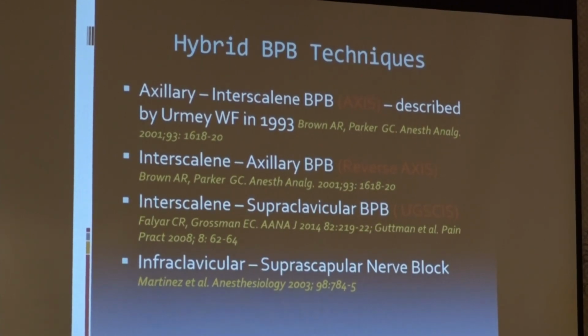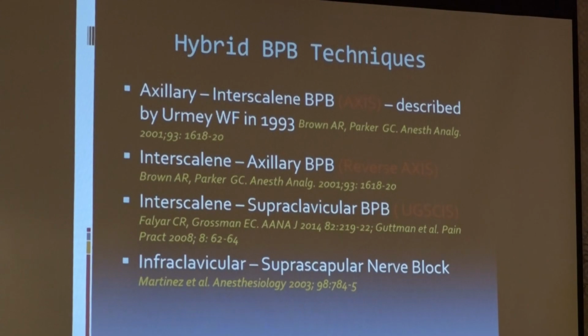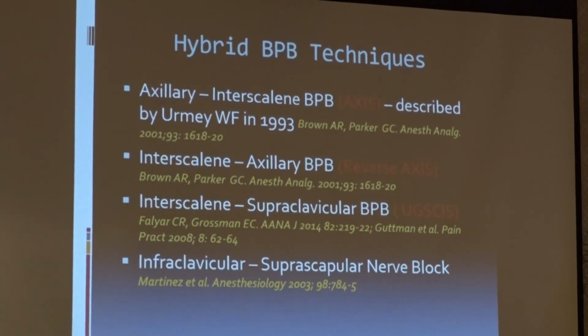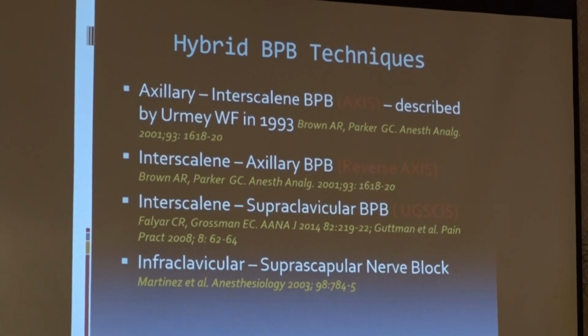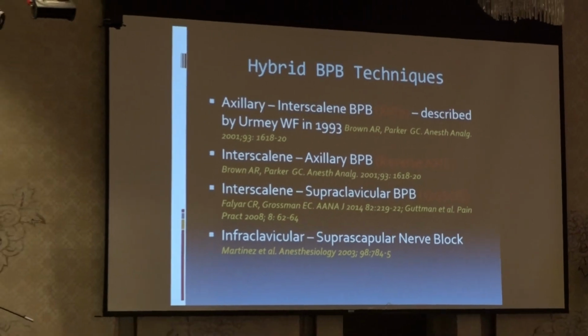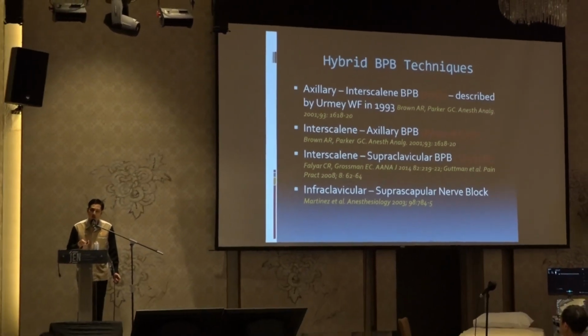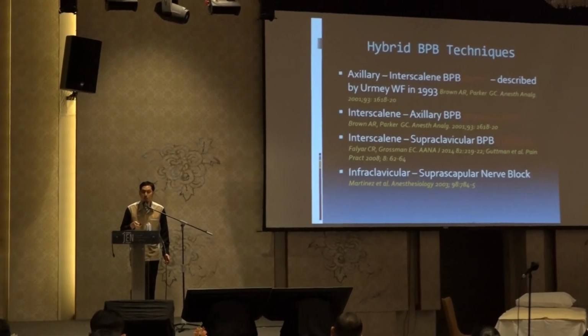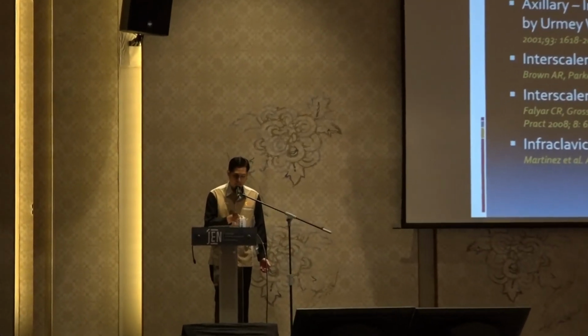Now, maybe some of you will ask, what is the difference between UGSCIS and SATB, because both are hybrid techniques of interscalene and supraclavicular brachial plexus block? The simple answer: yes, it is the same. However, I would say that SATB is a more improved and better block because we have a proper reference to perform SATB.